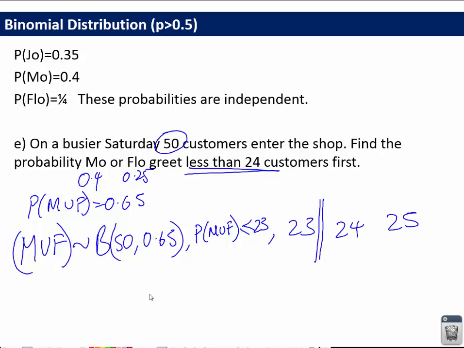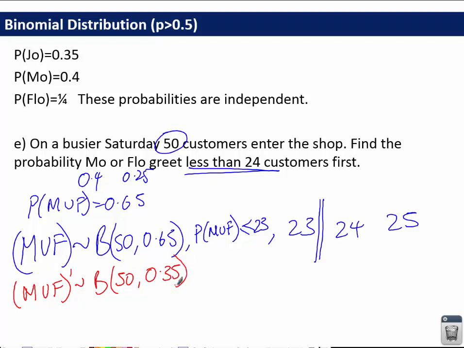What we can just do is spin that on its head, and look at Mo or Flo not occurring. That would also be binomially distributed, and the number of trials haven't changed. It's still going to be 50 trials. But as the probability of Mo or Flo occurring is 0.65, the probability of Mo or Flo not occurring will be 0.35. Why? Because probabilities add up to 1, and Mo or Flo happening and not happening are complementary, so they must add up to 1.